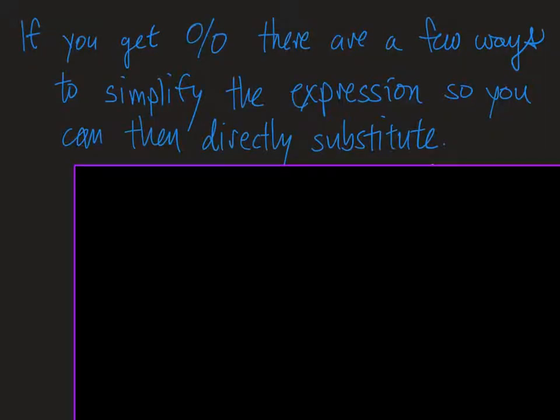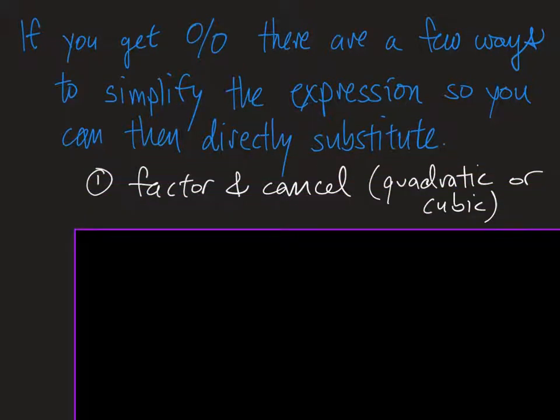If you end up with 0 over 0, there are a few ways to simplify the expression, aka mess, so you can then directly substitute and get a real valued answer. The first way would be to factor and cancel, and normally that is the correct choice when you have either a quadratic or a cubic, either in the top or the bottom of a fraction and a linear in the other, or you could have a couple quadratics, just basically polynomials. If you have factorable polynomials, this is what you're going to want to check.